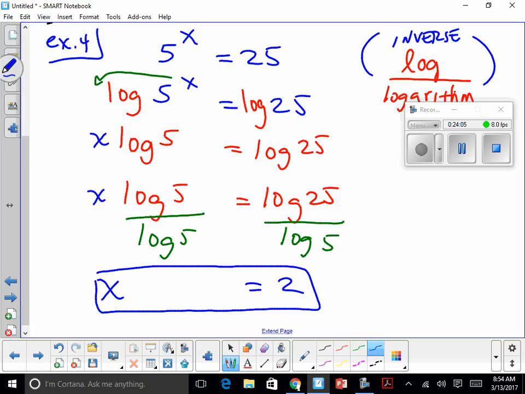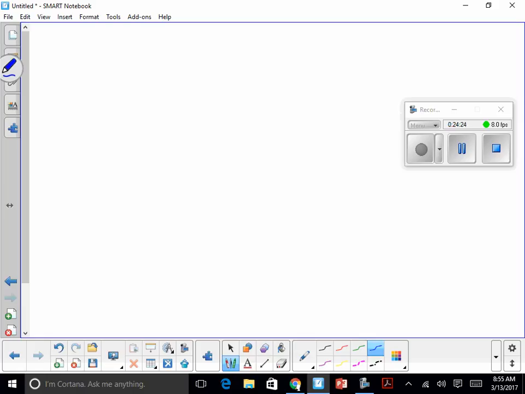Here comes the shortcut version. Sometimes we'll still need the long one, but here comes the shortcut version. I'm going to write the same problem down and then show the pattern. Then we'll do a couple of those off that new page. They were just introducing it. Next class we're going to get deeper into it, but watch this. 5 raised to the x equals 25. This is the problem we just had.